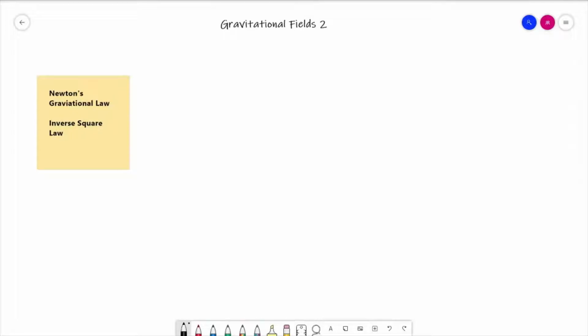In the first video we looked at Newton's gravitational law. Newton's gravitational law looks at the gravitational force between two objects. And the equation is F, obviously the force is negative. Remember that we explicitly state the negative sign because we know that that force will always be attractive.